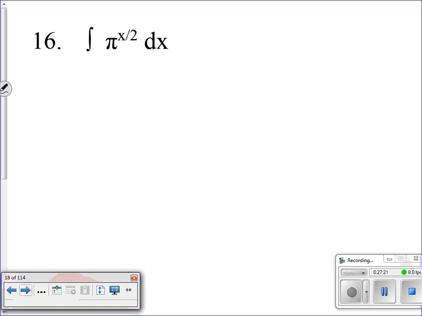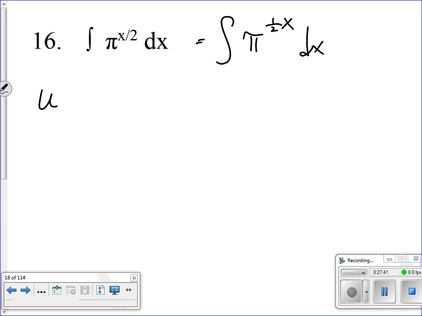Right? So I am going to do one thing. I'm going to rewrite that. Instead of rewriting it as x over 2, I'm going to write that as 1/2 x. Right? It's always nice to rewrite as a coefficient, a constant, times x to a power. So this is the a to the u rule. So if we want this to be the a to the u rule, with a being pi, we are going to let u equal 1/2 x.